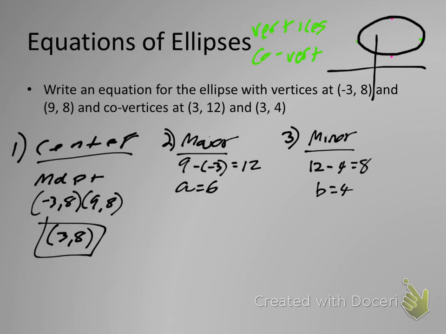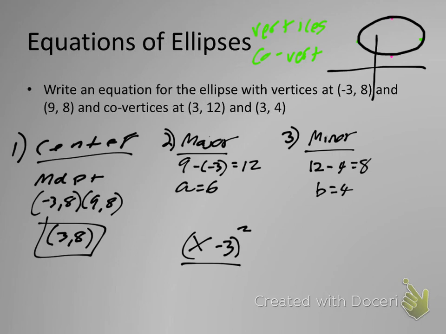Now you got your parts. You got your center, you got your major, you got your minor. Okay? Now, this is orientated which direction? Horizontal. So when you write your equation, that means which one goes first? X. So X, its coordinate is 3, so X minus 3, quantity squared, over, and since it's orientated that way, that means the major axis goes with it, so that'd be A.